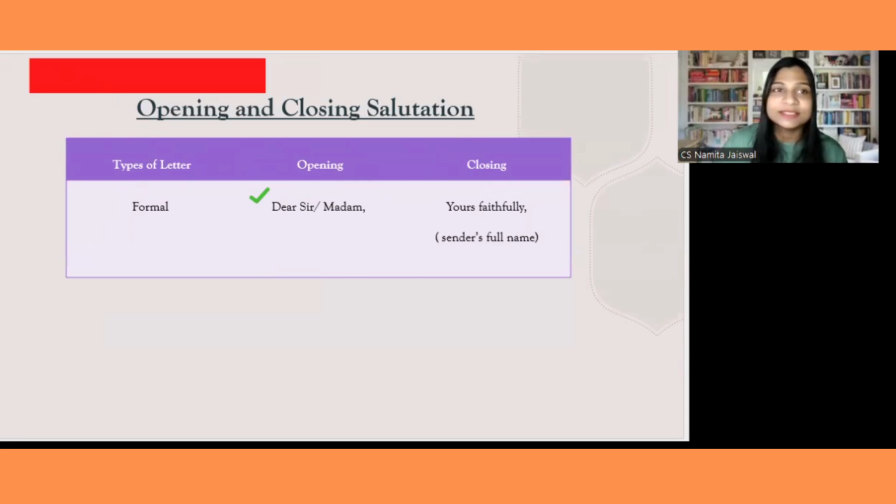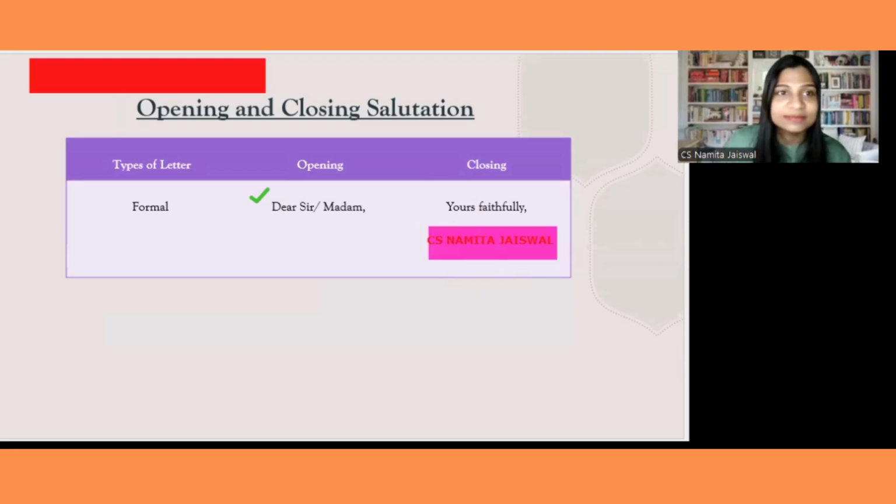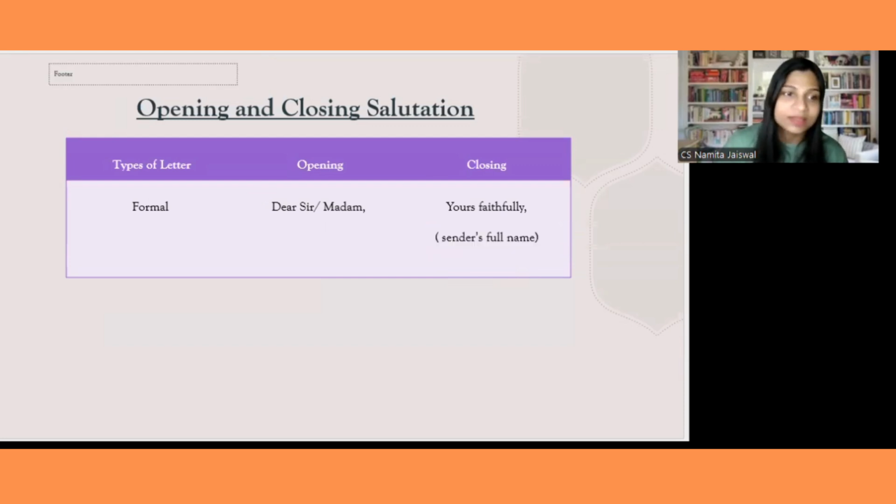Then you have to write down sender's full name. So if I am the sender, I'll be writing my full name, right? So what is my name here? I'll write down Namita Jaiswal, right? So this is my name. That is what I am going to write down here. Is it clear? Okay, so this is what you have to understand, how you need to go ahead with the same.